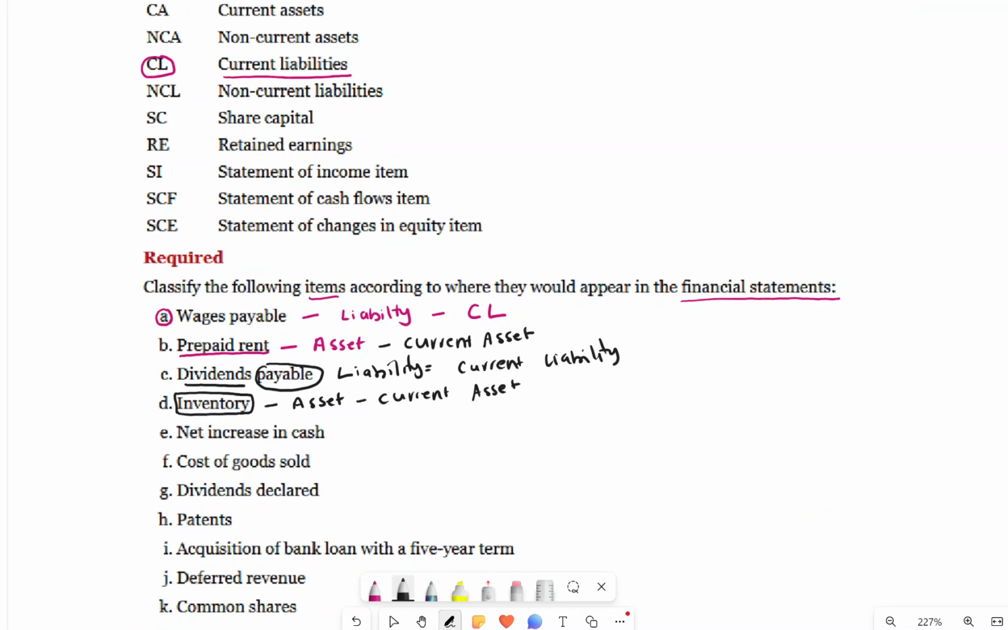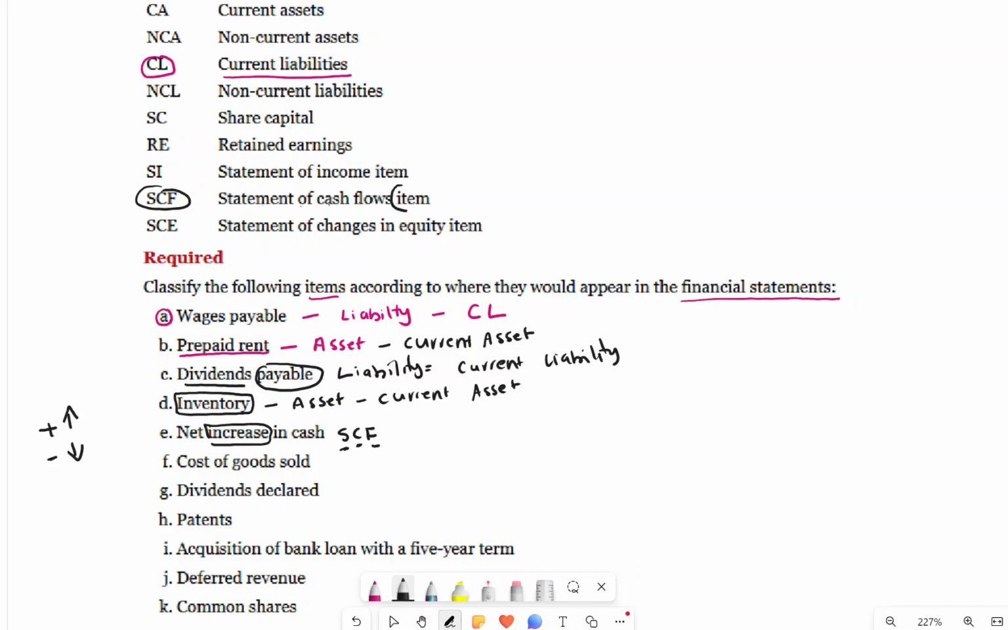Going further, when they say net increase in cash, which statement gives you that increase or decrease in cash? When we think of that, the statement of cash flow gives us that. When you think of an increase, is your cash going up or is your cash going down? What statement gives it to you? The statement of cash flow.